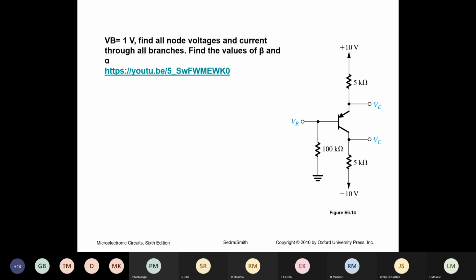Emitter current, and there is a base current. Emitter current minus base current is going to be the collector current. Now we know the base current 10 microampere, emitter current 1.66 milliampere, and collector current 1.65 milliampere. Now we can work out beta is IC over IB, alpha is IC over IE.